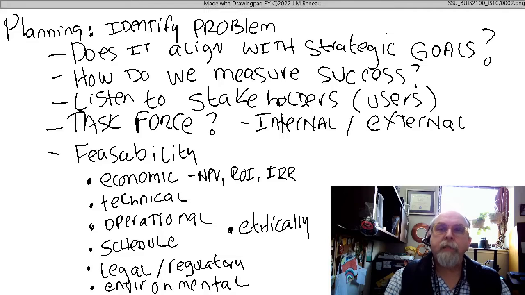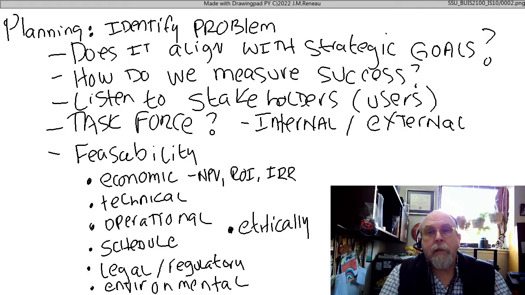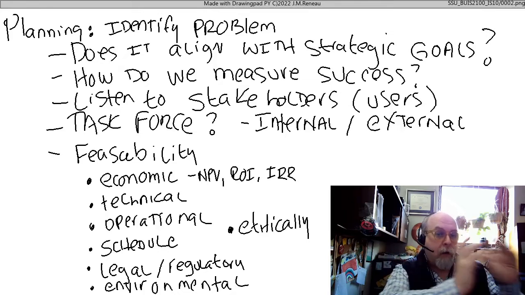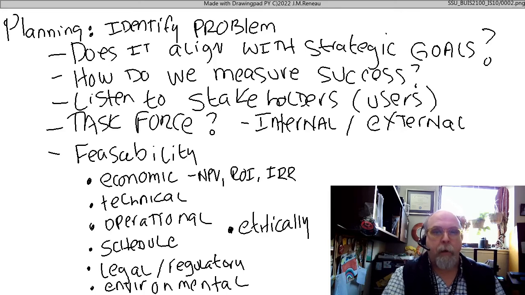So in the first phase, planning, we have to identify the problem. Does the problem align with our strategic goals? How do we measure success of solving the problem? Should we listen to stakeholders? And a stakeholder is anyone with a vested interest in a project or a system. So that could be users, managers, people paying for it. Everybody is a stakeholder. Do you create a task force, a group of people that get together, where you all have been given the task to solve this problem?